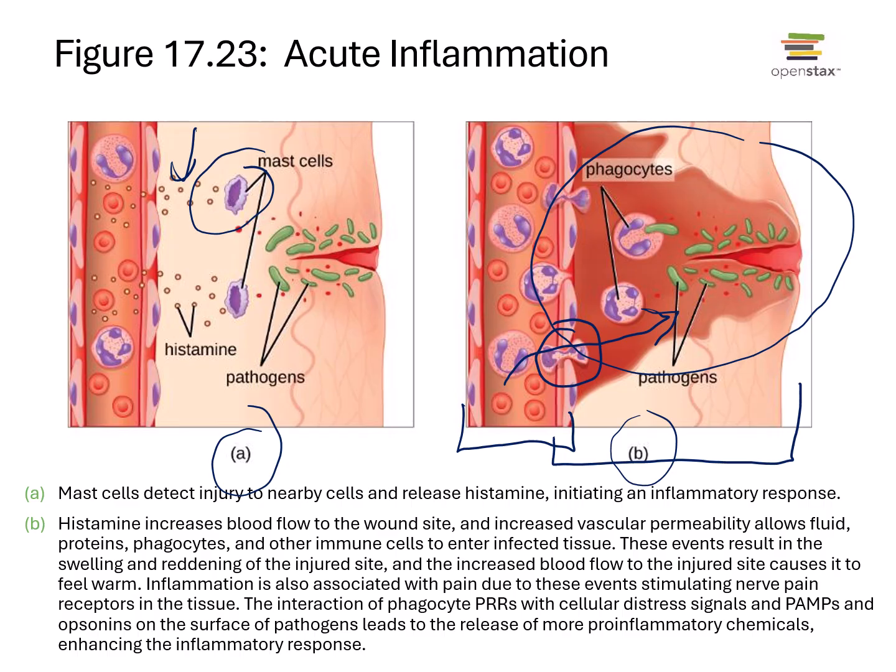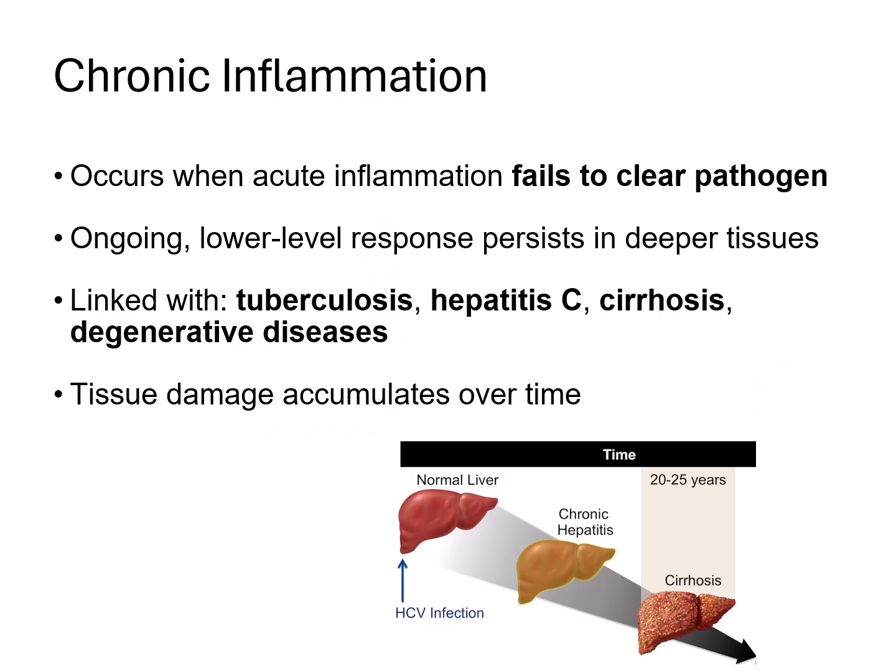In contrast, chronic inflammation occurs when acute inflammation fails to eliminate the pathogen. The response becomes a persistent, lower level battle in our deeper tissues. But in chronic inflammation, this is basically a weaker, ongoing, drawn-out battle. We'll see mostly macrophages and lymphocytes, not neutrophils, and there will be overall lower intensity signaling and limited killing ability.